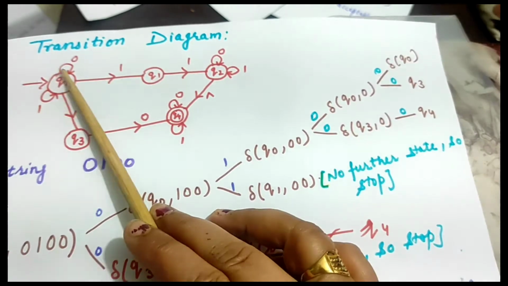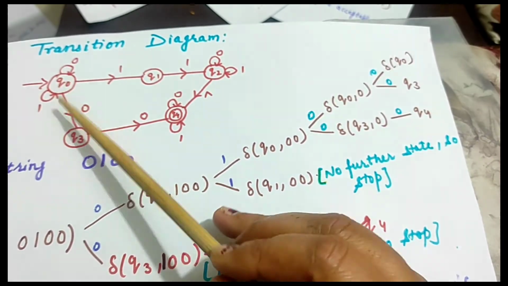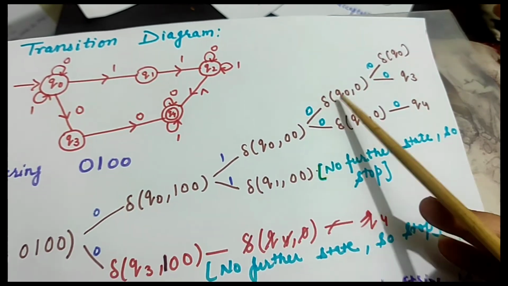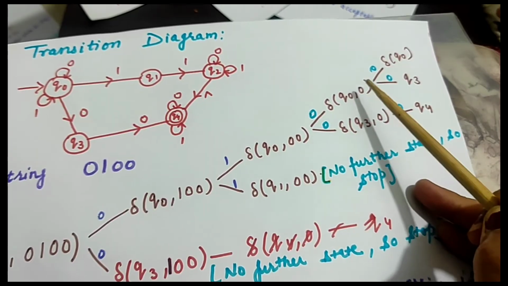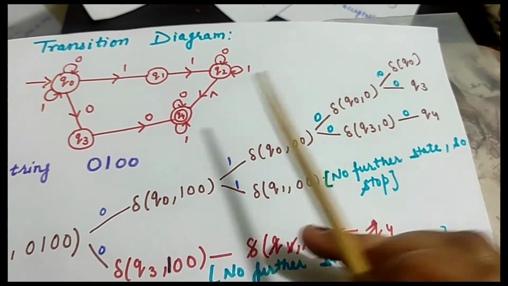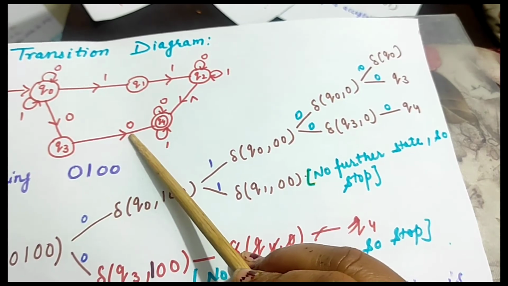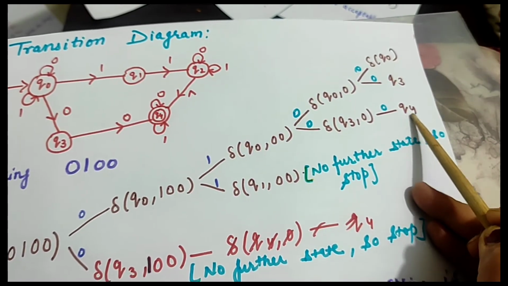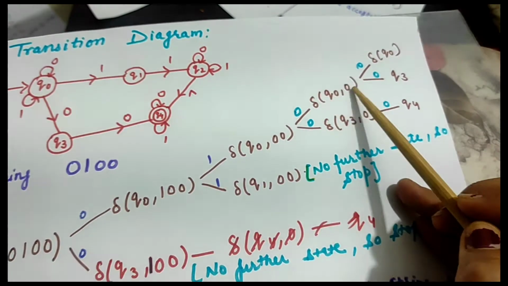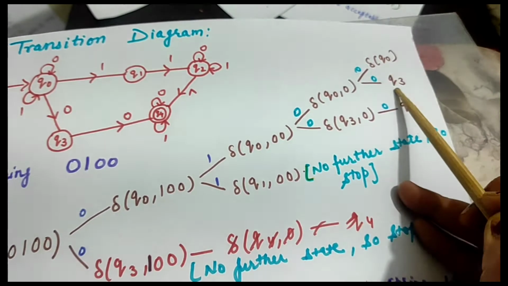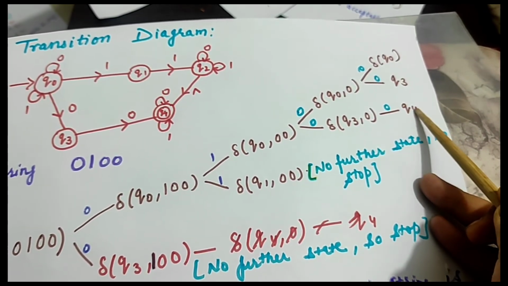For the Q0, when 0 input is provided, there are two different states. One is Q0 itself and another one is Q3. The rest of the string is 0 and 0. Now check for the Q3. When at the Q3, 0 input is passed, the next state is Q4. That is our final state. And same with the help of Q0. When 0 is passed, that is Q0 and Q3. At last, we get the final state.